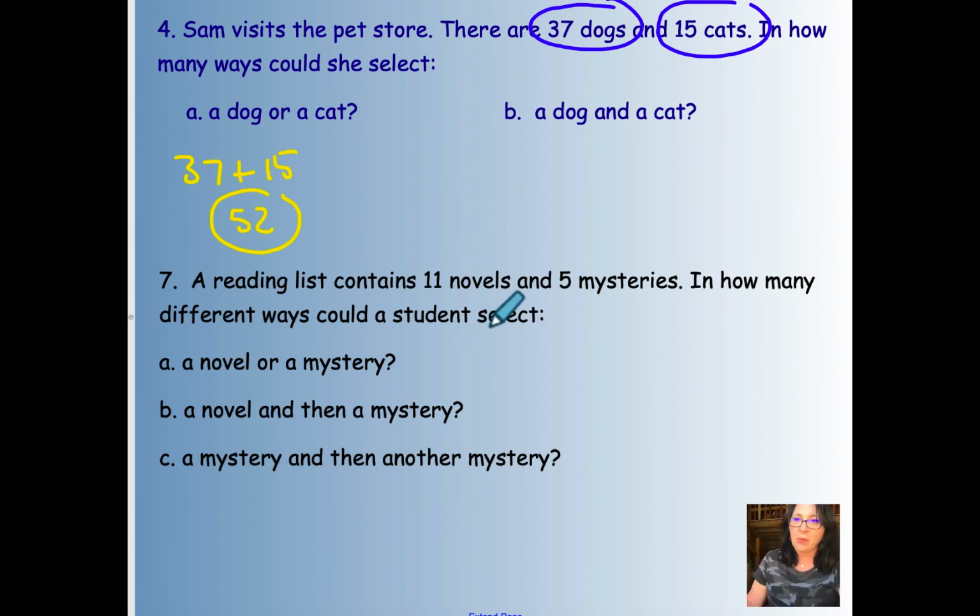But if I want a dog and a cat, I have a lot more options. I could have 37 dogs, and then I can have 15 different types of cats. What they're asking you is basically, how many different ways can you select this? I could have this dog with that cat, or that dog with the second cat, that dog with the third cat, etc. There's so many different ways that you can combine those. There's actually 555 ways of doing that.